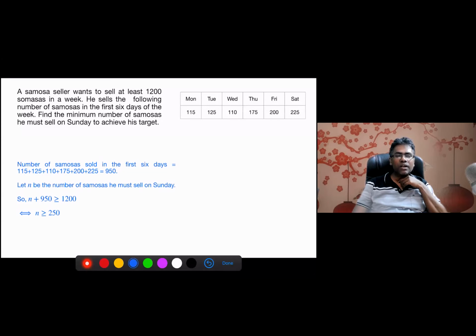Sir, I just literally subtracted 950 from 1200. Okay. That is okay because you are assuming equality, right? Because it's at least 1200. So that is fine. But again, if you are showing this work in, let's say, a school homework or school exam, then you should write clearly. Yes, sir. For SAT, we care about the answer options.